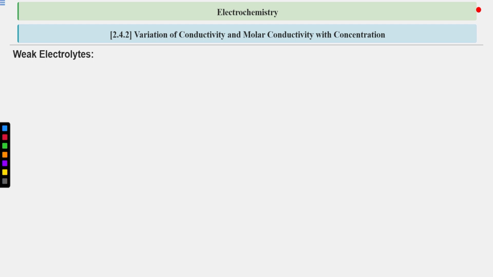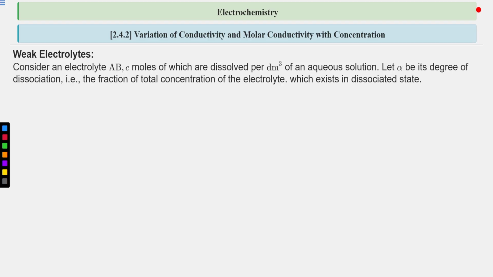Okay, now we have talked about the strong electrolytes. Now what are weak electrolytes and what are their properties, how we deal with that in this chapter. So consider an electrolyte AB, C moles of which are dissolved per decimeter cubic of an aqueous solution. We are not telling right now whether this is weak or strong. What does that mean? For 1 decimeter cubic, we are dissolving C moles. For 2 decimeter cubic of solution, we are dissolving 2C moles of the electrolyte.